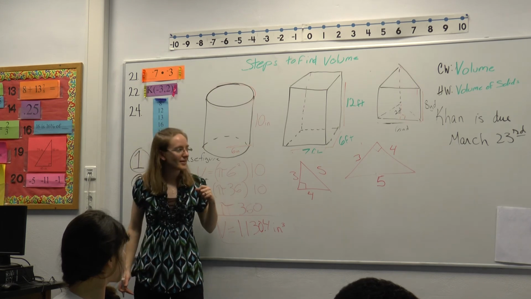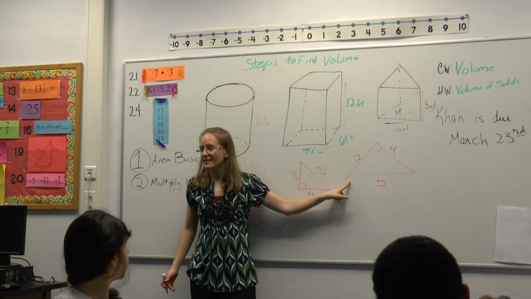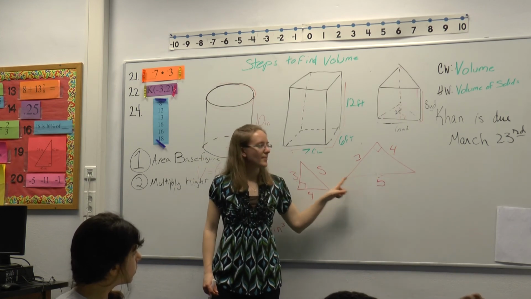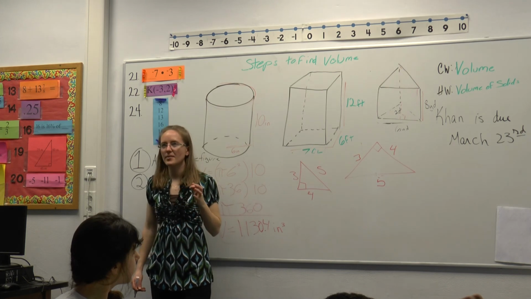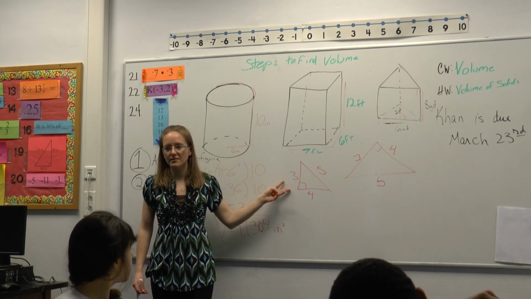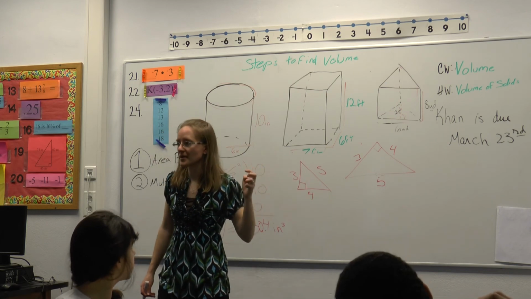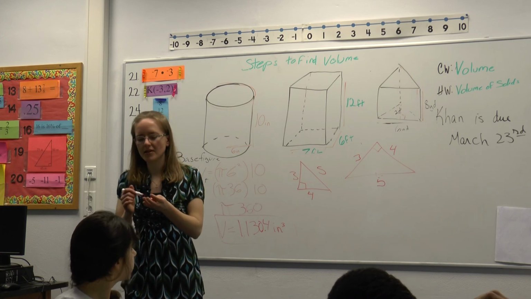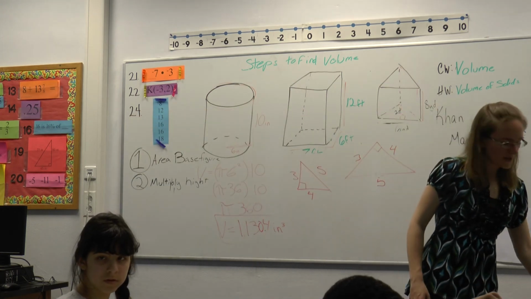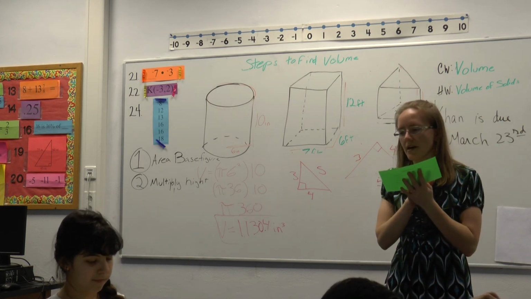Do you know what this side is called? Evan? Hypotenuse. The hypotenuse, you're right. This side is the hypotenuse. The hypotenuse is not going to be part of finding the area of this figure. So in this pop quiz, you might be given more information than you need. So you need to just be careful to use the right numbers. All right, so you can use the formula sheet, but I want you to close your notebooks.